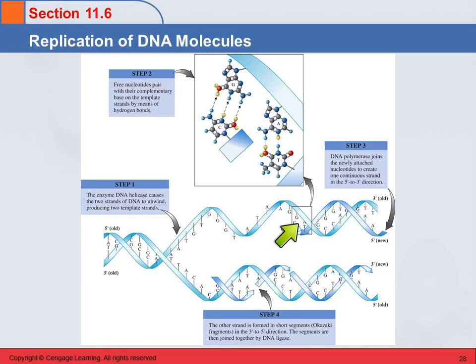So initially they are just individual nucleotides positioned in place, and then the polymerase comes and joins their backbone together. And then step 4 is the other strand is formed in short segments. I forgot to say this word, but these are called Okazaki fragments, after the guy who discovered them. They're called Okazaki fragments, and those are then joined by DNA ligase.